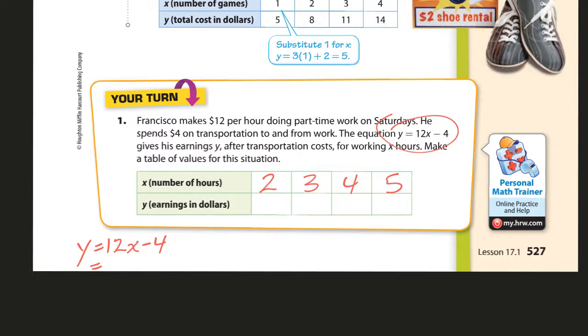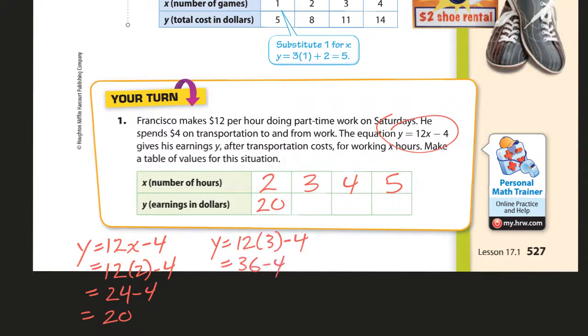So I have 12 times 2 minus 4. 12 times 2 is 24, minus 4, well, that's 20. So y is 20. If he works 2 hours, he's going to earn 20 bucks. For 3, y is equal to 12 times 3 minus 4. That's 36 minus 4, which is 32.